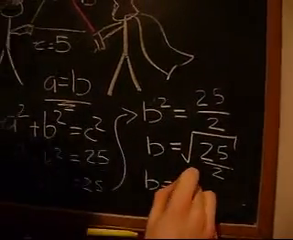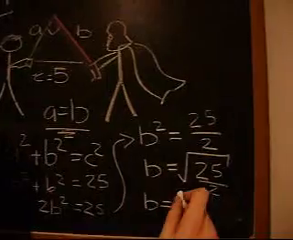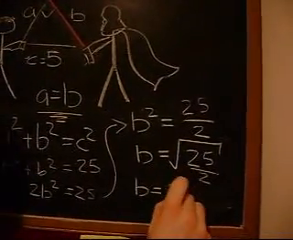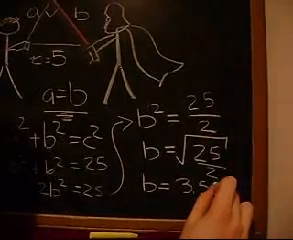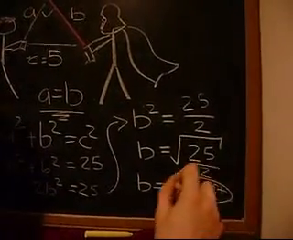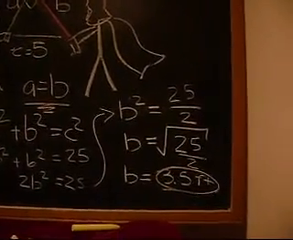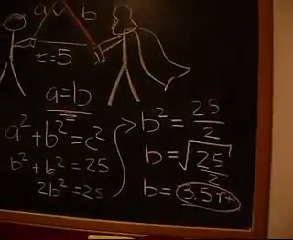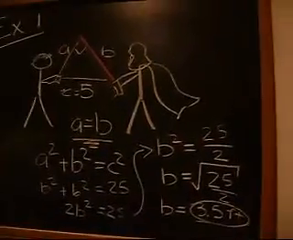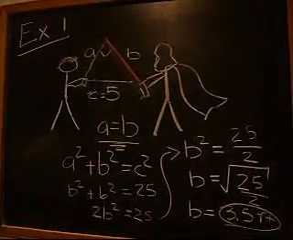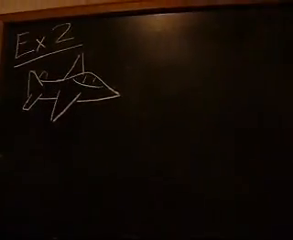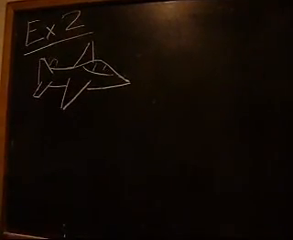After plugging this into your calculators, you should get B is equal to approximately 3.5 feet. Therefore, Luke Skywalker and Darth Vader each have a lightsaber length of approximately 3.5 feet. Example 2 of a real-life application.